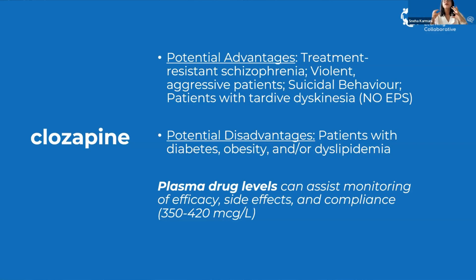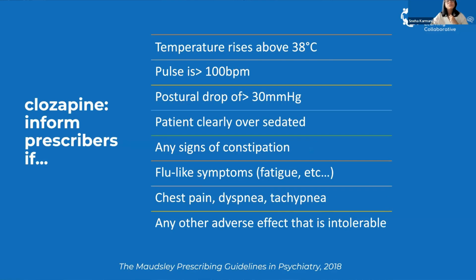Tardive dyskinesias are abnormal movements where you tend to see oral, buccal, lingual, masticatory movements, like they're chewing. And these are usually observed after a long period of treatment. Again, the disadvantages would be the metabolic side effects. Clozapine does have plasma drug level monitoring available, although it is available at very few centers. Also, prescribers have to be informed that there could be a high risk of side effects, especially agranulocytosis.